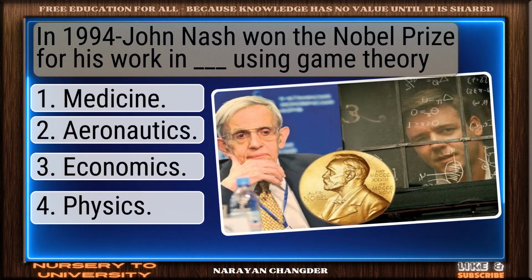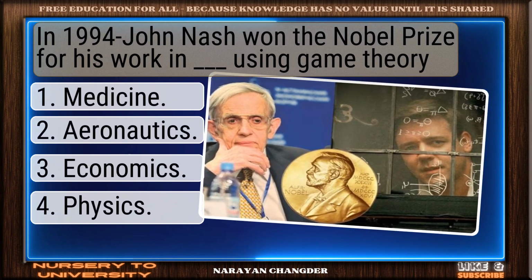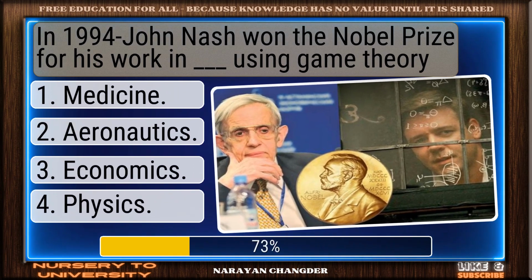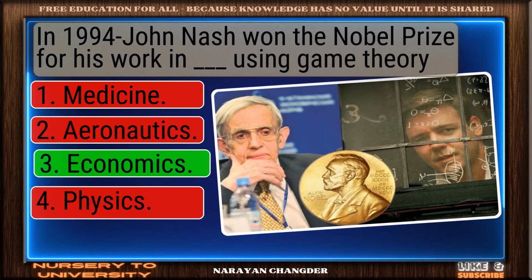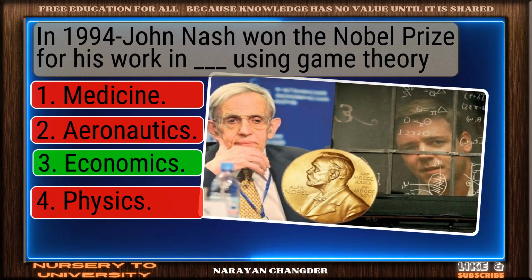In 1994, John Nash won the Nobel Prize for his work in ___ using game theory. Valid point. Economics is true.